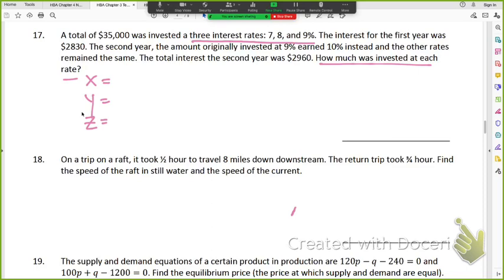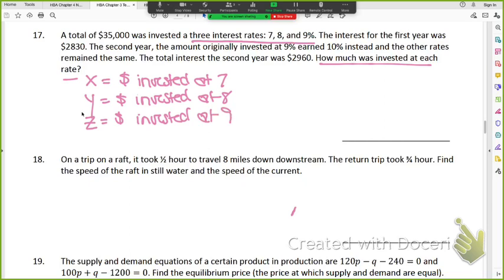So X is the money invested at 7, Y the money invested at 8, and Z the money invested at 9. But wasn't it actually 10? All right, but that's the second year. So first, a total of $35,000 was invested. What's my first equation? X plus Y plus Z equals 35,000.